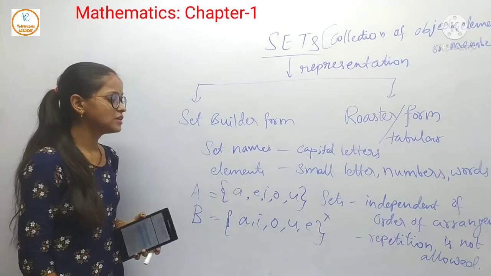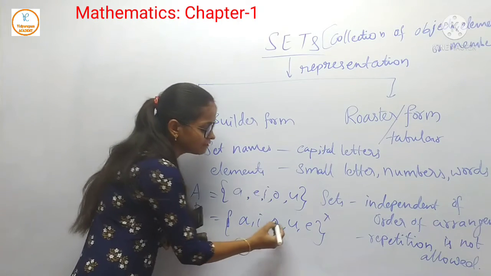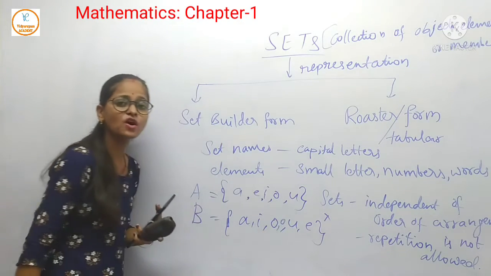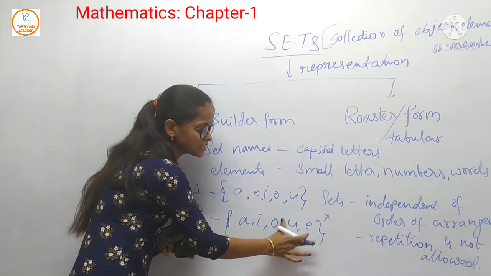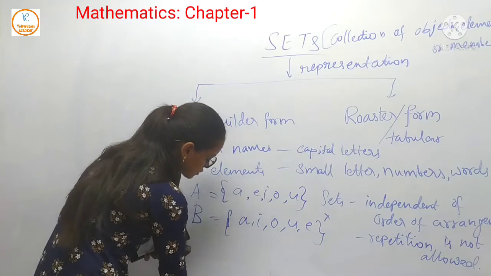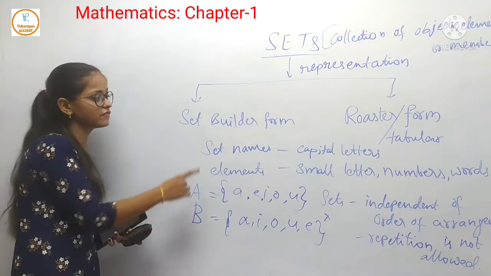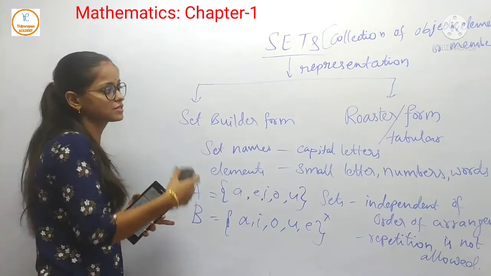Okay. Another thing. Is repetition allowed in sets? No, repetition is not allowed. If I write O again here, this will be the wrong set, because repetition is not allowed in sets. Okay, these are some fundamental concepts in sets, and this is the representation of the set builder form. Now we will discuss the roster form.